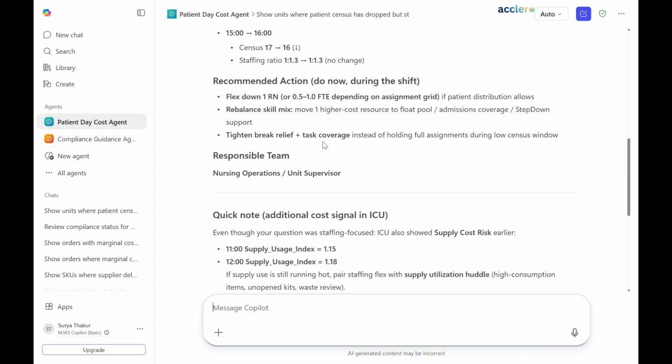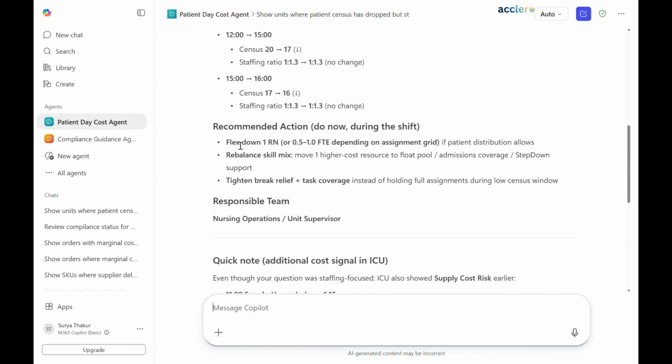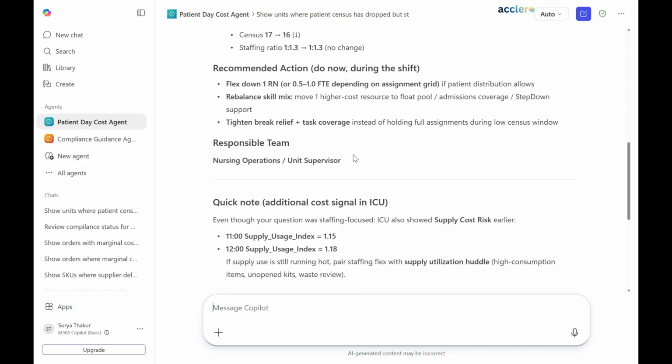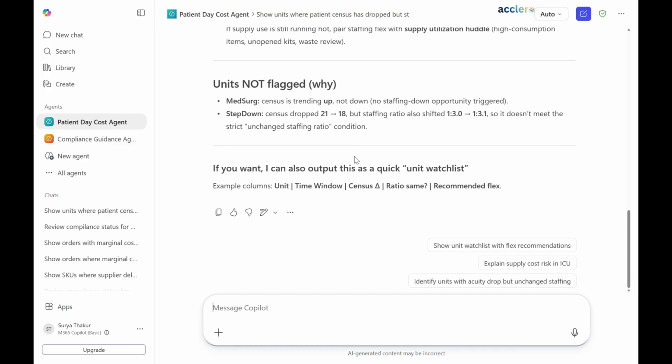The recommended action for this is flex down 1 RN, rebalance skill mix, tighten break and relief plus task coverage. So operational cost is controlled before the patient day is complete.